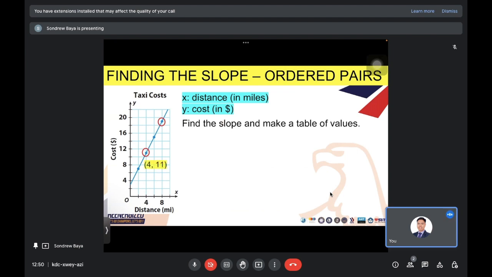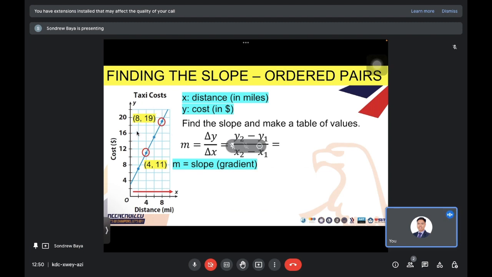So the coordinate of the first point is (4, 11). The second point is (8, 19). Okay? Again, previously, to find the slope, we need to find the change in y over change in x, which is simply y sub 2 minus y sub 1 over x sub 2 minus x sub 1. Remember that we need to know which one is the current and which one is the previous according to increasing values of x. Obviously, according to increasing values of x, this one is the current, this one is the previous.